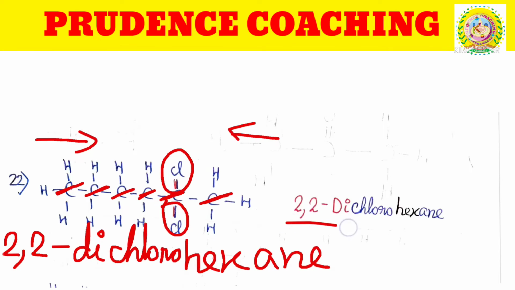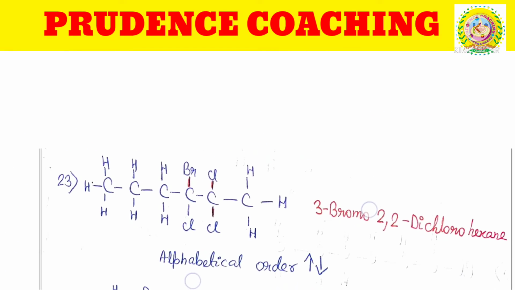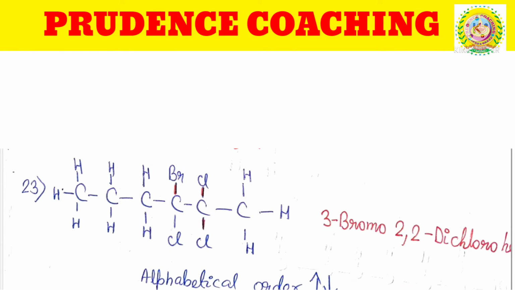So your answer will be 2,2-dichlorohexane. Now let us move on to the next one, that is 23. Now here, as you can see, we have 1, 2, 3, 4, 5, 6 carbons. So you will get here hex. Now in between the carbons you have single covalent bonds, so ANE, hexane.